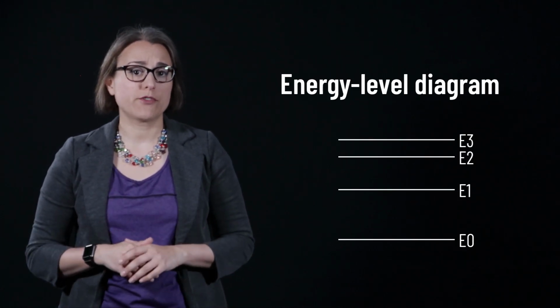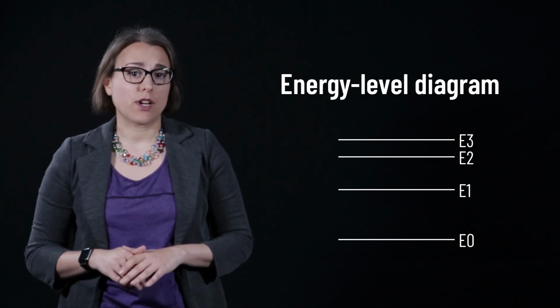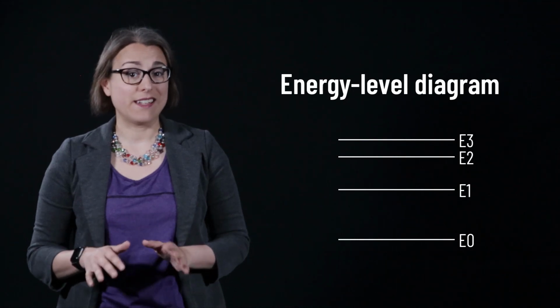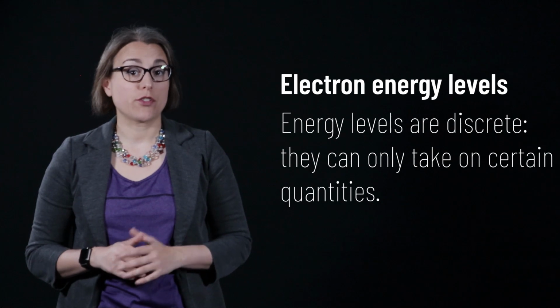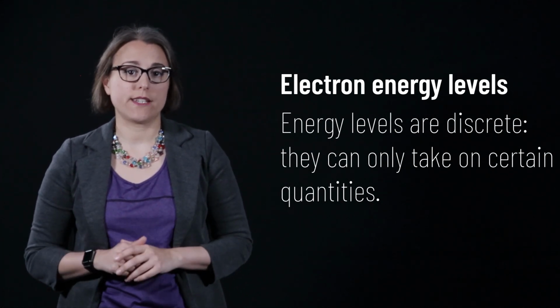We can model those different energy levels using an energy level diagram. Electrons can only reside in one of the energy levels of an atom and cannot have an energy that is in between levels. Energy levels are therefore known as discrete. They only take on certain quantities.